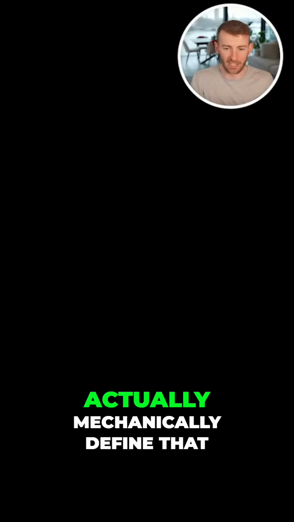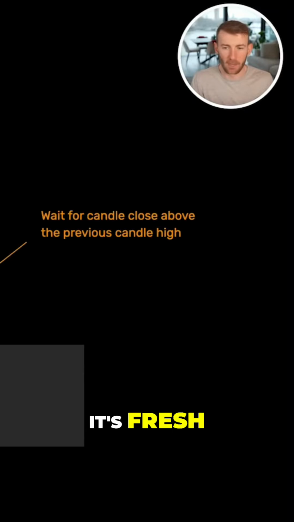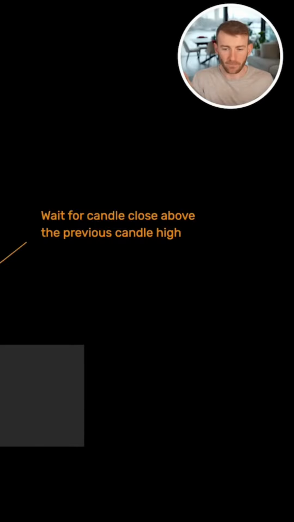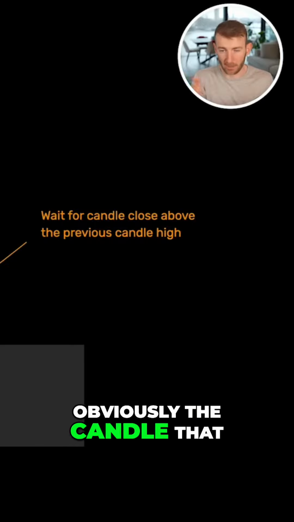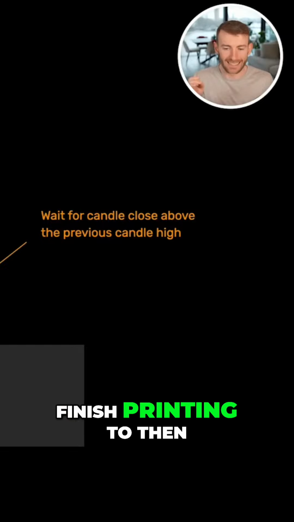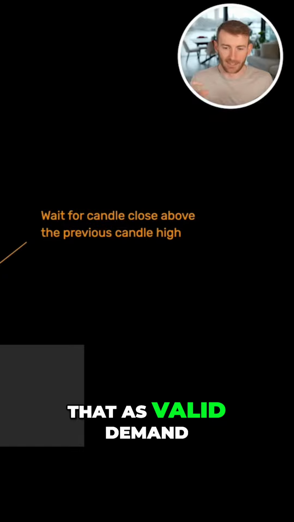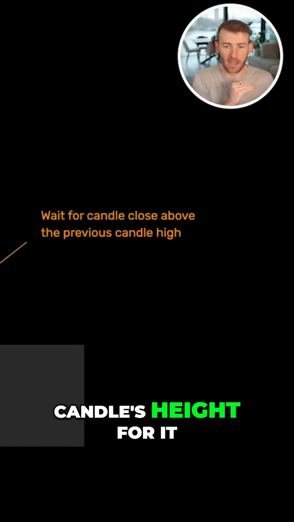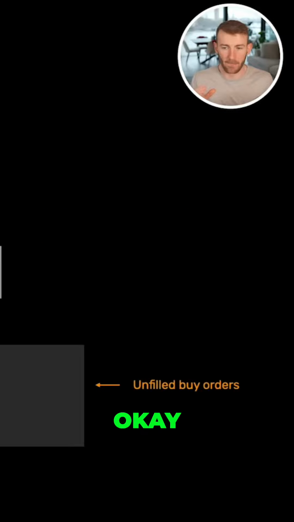Okay, so how do we actually mechanically define that it's fresh? Well, let's say for instance we have this candle, or this zone I should say, that breaks this high. Now obviously the candle that I'm pointing to here, you need to wait for that candle to finish printing to then be able to draw that as valid demand, right? Because remember, the candle needs to close above the previous candle's high for it to be valid demand, okay?